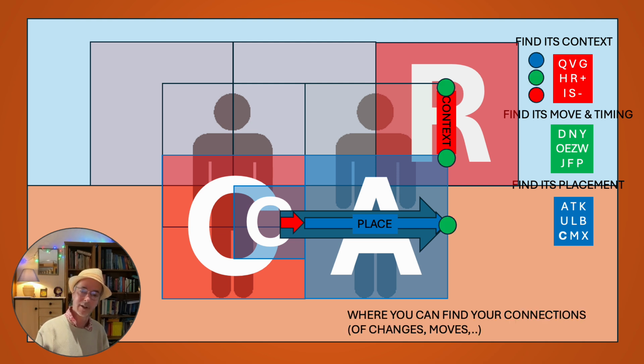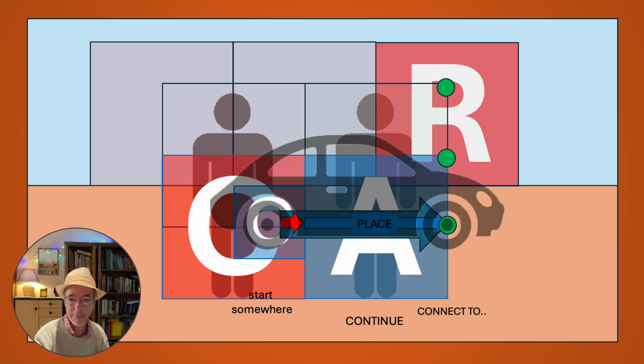What does the last letter do? The R. The R is about context, so it's looking for context, and then of course you will find connections there. You will find the changes there. You find the moves there, and all the things that need to be changed there. Is that already clear for the car?